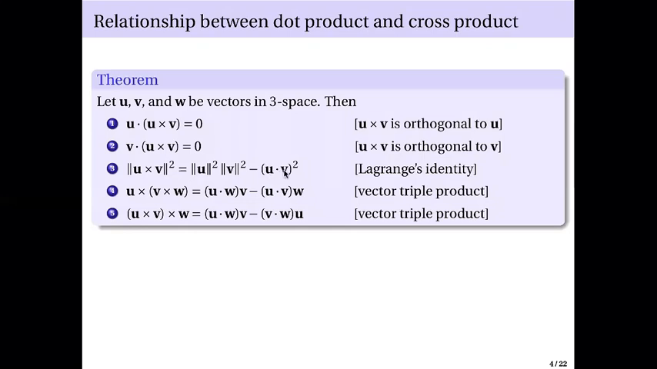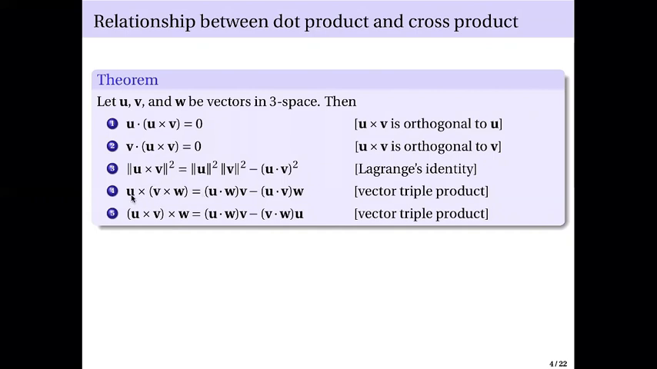U dot V is a number, and you square it, it's another number. So this is a number minus another number, which will give you another number. So this equality at least makes sense. We call this the Lagrange identity. It has a name because it might be helpful in our future computations.